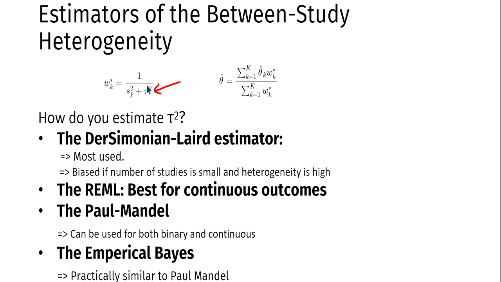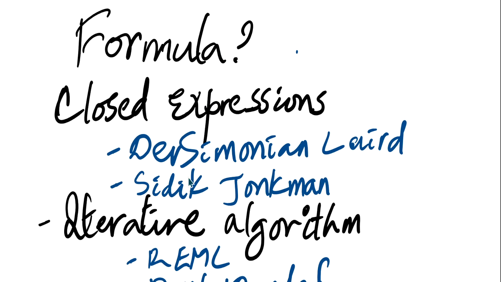In this formula you need the tau squared. But for tau squared, some of the methods have their own formula, so it's maybe easy to calculate them by hand. But some of them are iterative, so you can't really do them by hand. You have to use computer algorithms, because they use iterative methods. So for those, you cannot really calculate them by hand. For the others, there are closed expressions. That means there is a defined formula that you can use to calculate tau squared and account for it in the inverse variance weighting method.